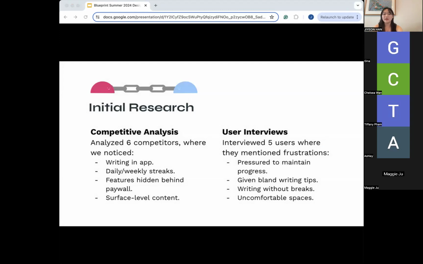So yeah, as part of RightGirl's case study, we conducted a competitive analysis and user interviews to better understand the current landscape and user needs. The first thing we did, as part of the user research, was the competitive analysis, where we analyzed 6 competitors and identified key trends. Some of these are: writing activities are often done directly in-app.